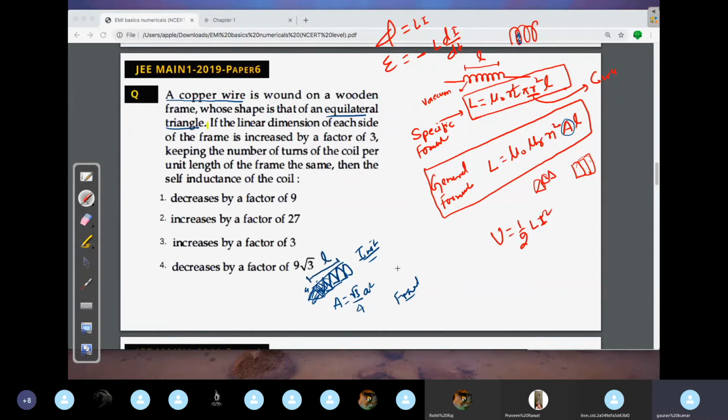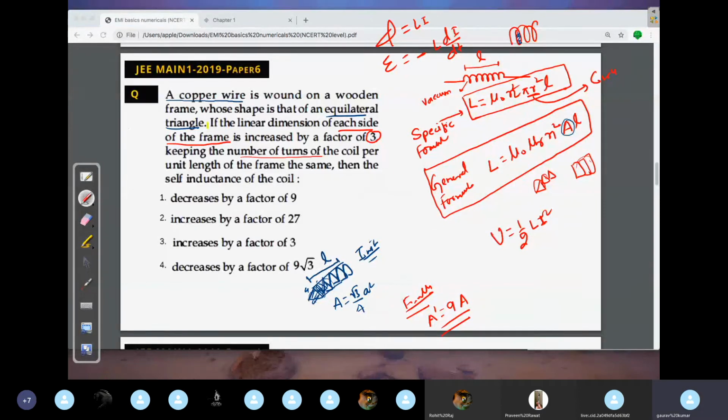Now, what are they telling you? Okay, this is an easy question, there is no confusion in this question. Finally, they're telling you that you now increase each side of the frame by a factor of 3. So what will happen to the area? The area will become 9 times. So finally, your area A prime will become 9 times A, because you replace a with 3a. Now the new area is 9 times A.